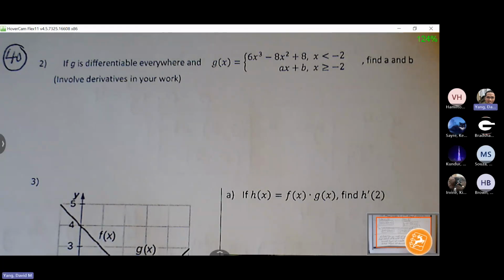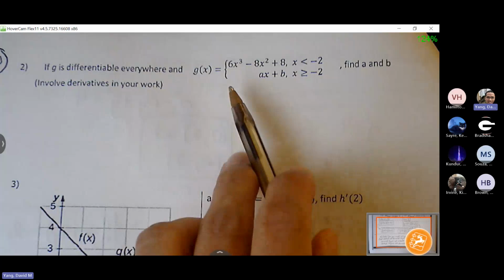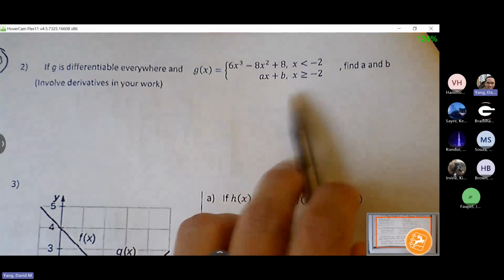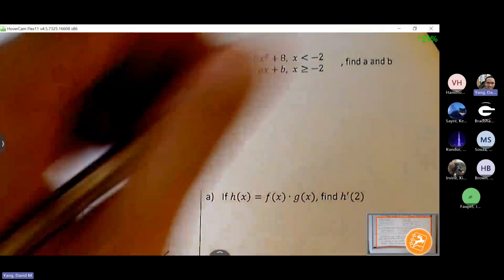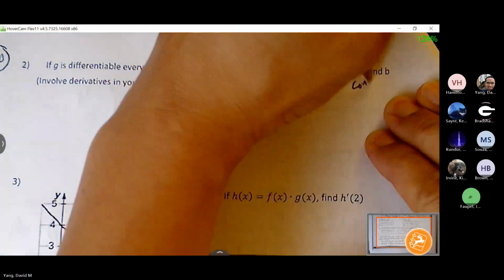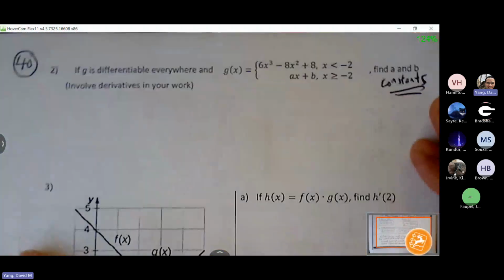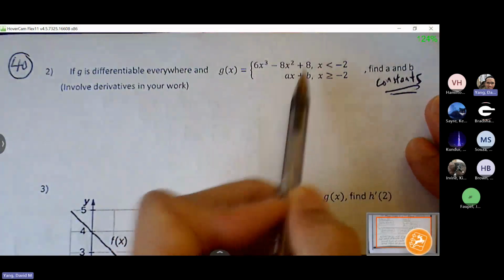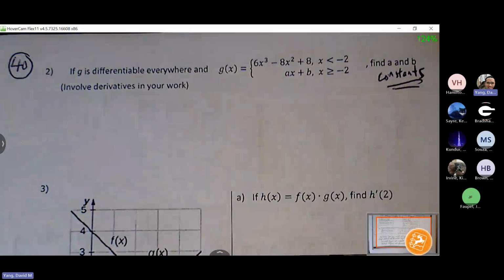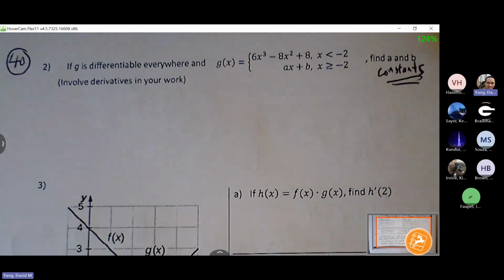Okay, number 2. It says if G is differentiable everywhere, and G of X is equal to this function here, find A and B. So A and B are constants, and so we'll treat them like constants. So we know that we have 2 different graphs, and we want them to meet at -2 in a certain way.